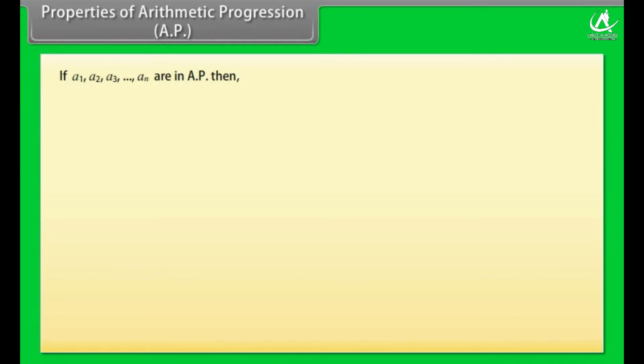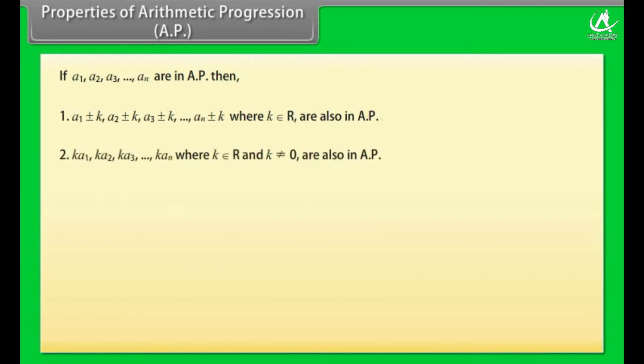Properties of arithmetic progression, AP. If a1, a2, a3 up to an are in arithmetic progression, then a1 ± k, a2 ± k, a3 ± k up to an ± k, where k belongs to R, are also in AP. k a1, k a2, k a3 up to k an, where k belongs to R and k is not equal to 0, are also in AP. a1/k, a2/k, a3/k up to an/k, where k belongs to R and k is not equal to 0, are also in AP.